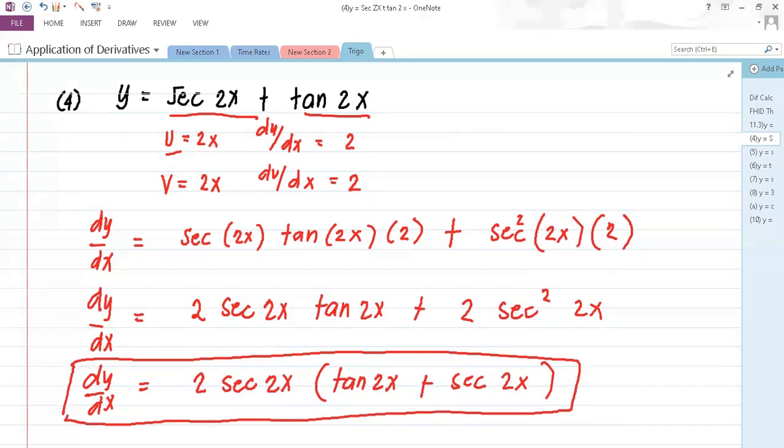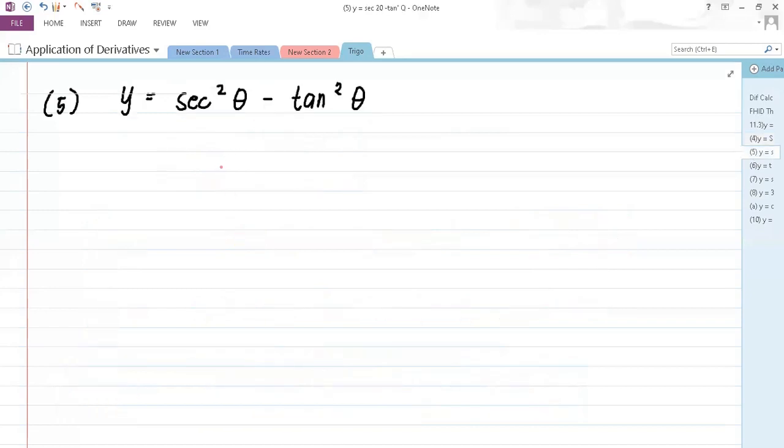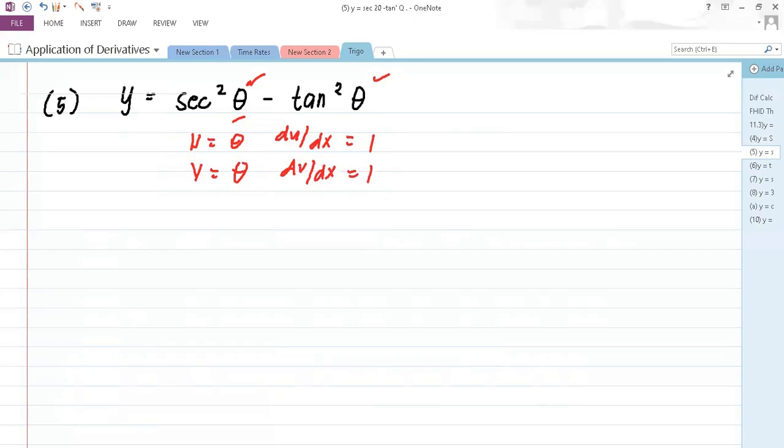Okay? So next, let's have problem number 5. We have here y is equal to secant squared theta minus tangent squared theta. Okay? So ang u natin dito is theta. Okay? So ang derivative ng one variable is 1, di ba? Derivative ng one variable is 1. So derivative ng theta is 1. Okay? So if we have u is theta, ang du dx natin dito is 1. And for the v, we have here theta, ang dv dx natin is equal to 1.